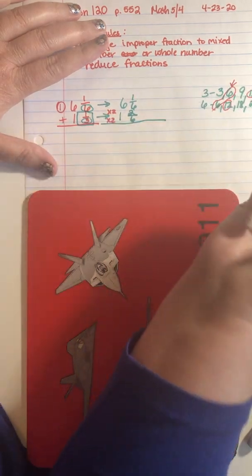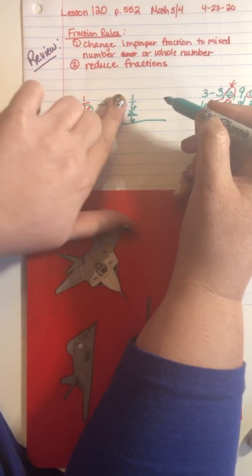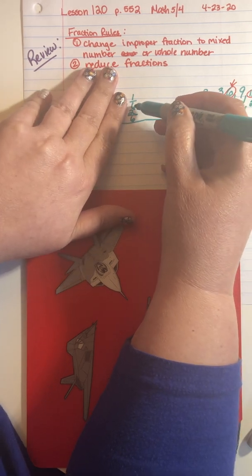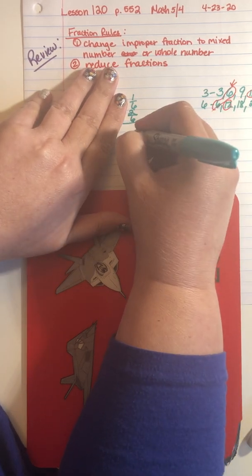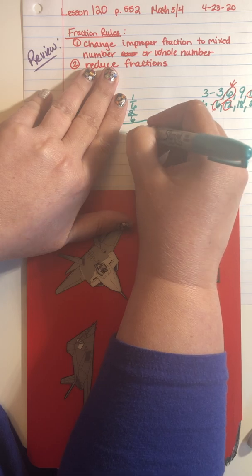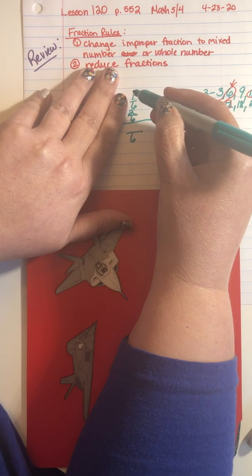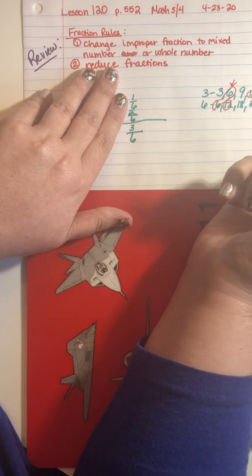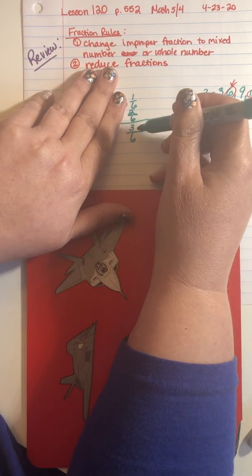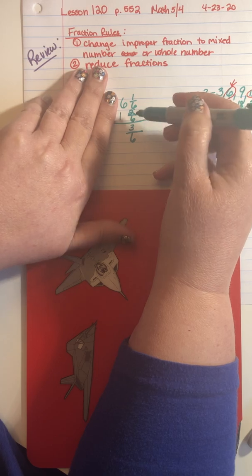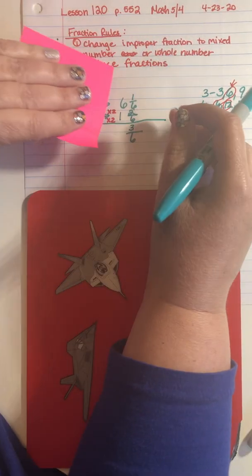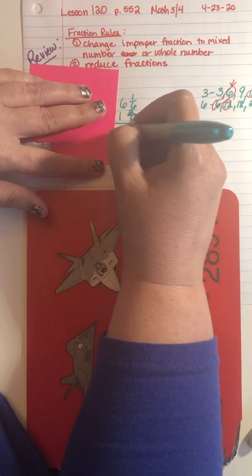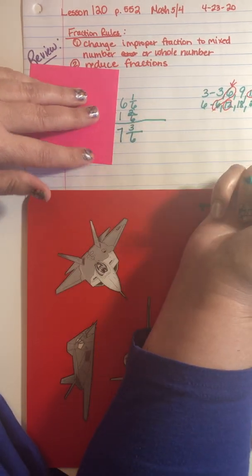Let's see what we've got. I start with my fraction piece, adding it together. I know that my denominators are common, so I'm just going to copy that straight down. Then I can add my numerators. 1 plus 2 is 3. Okay, so I'm done with my fraction piece for a second. I'm going to move to my whole number. 6 plus 1 is 7.